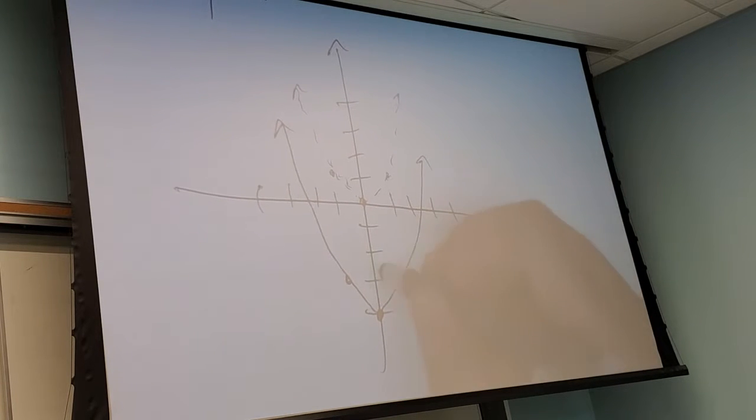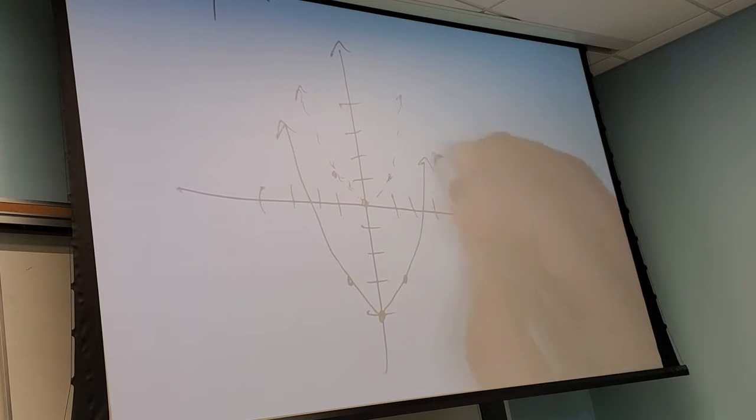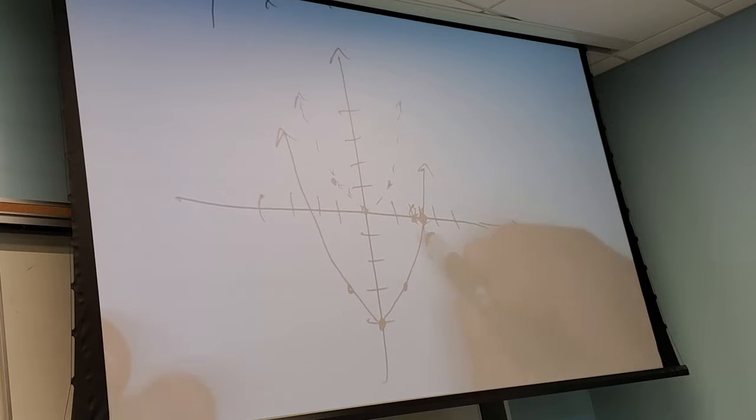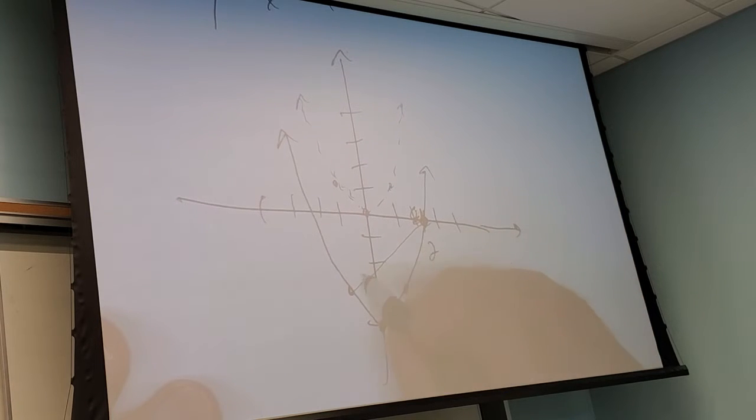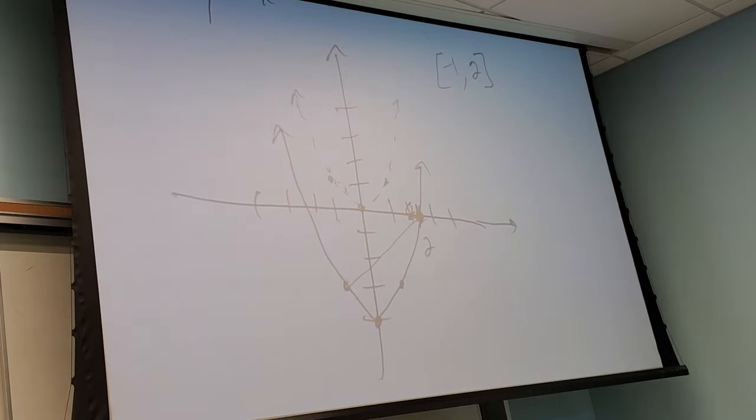So let's say I want to know the slope between... I should have made this better. This should really go through 2. How do I make this better? There. All right. Should have been more careful. So let's say I want to know the slope between these 2 points. I want to know the average rate of change on the interval -1 to 2.